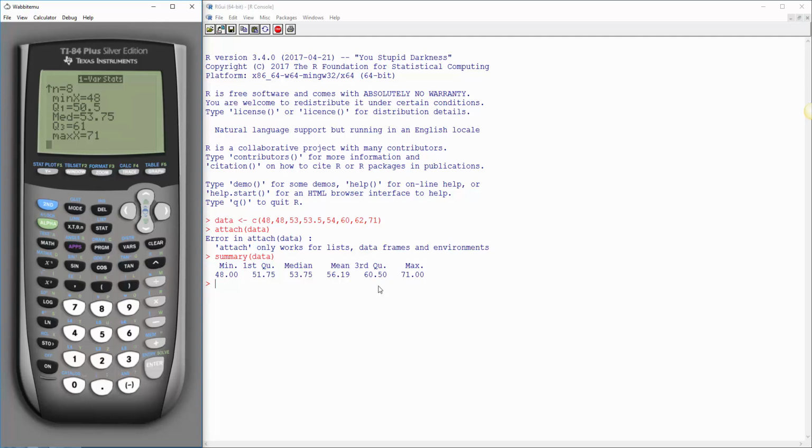But for this class, if we're doing an R assignment, obviously we're going to use the R values, right? But if you're doing an exam for me, I would want you to find the Q1 and Q3 the way that I showed you, and the calculator does the same way, right?